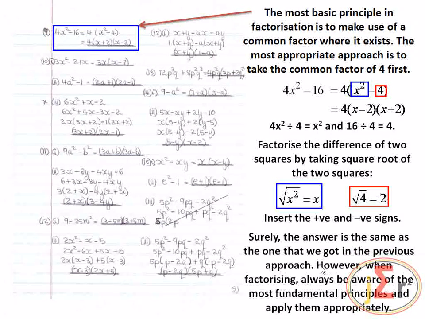Surely the answer is the same as the one that we got in the previous approach, and of course the one that we have right here. All of them are equal and all of them are correct. However, when factorizing, always be aware of the most fundamental principles and apply them appropriately, which is, if a common factor exists, factorize by first taking the common factor.